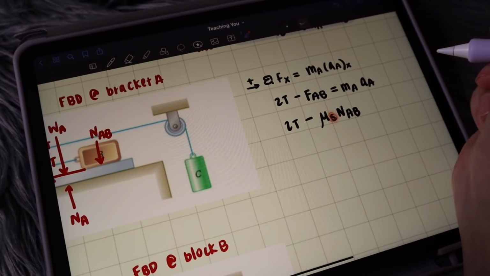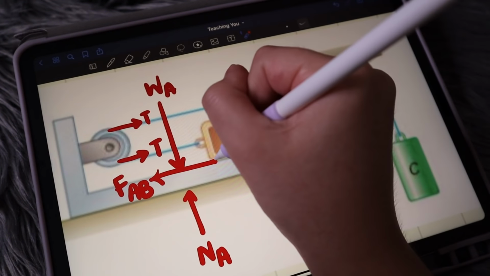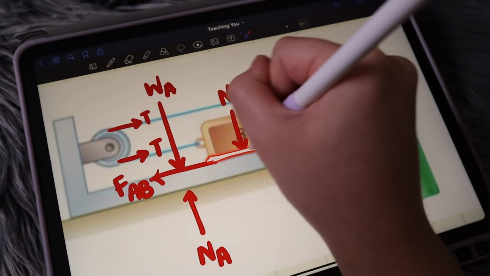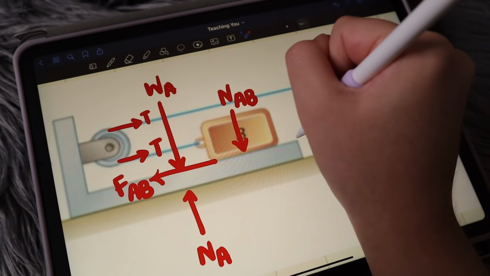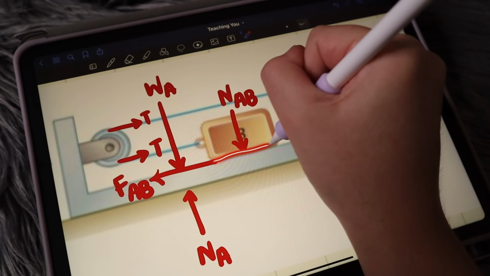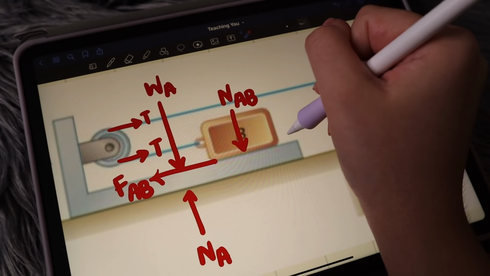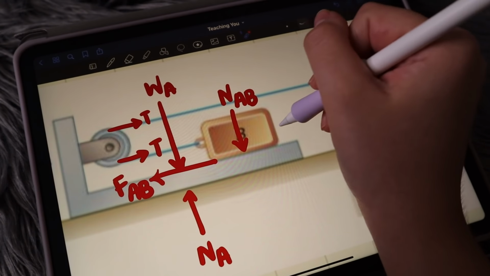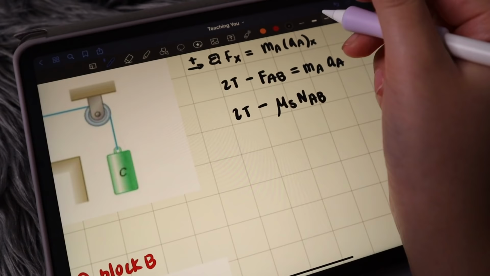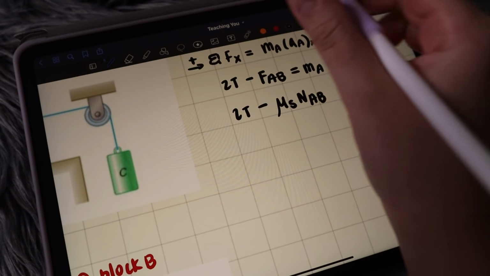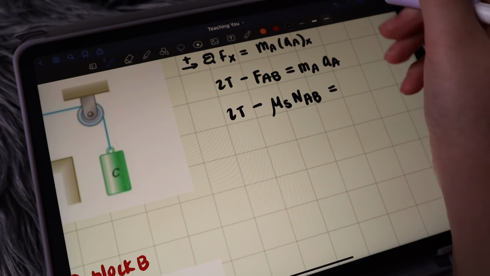We're using mu S here because we're saying that B is not slipping on A. That means the friction here is strong enough that it's holding B steady on top of the bracket. Static friction means that there's no movement. If there was kinetic friction, it would be moving, maybe a little slower because of the friction, but it's still moving. So right here we're going to use mu S. And then again, that equals MA times AA.